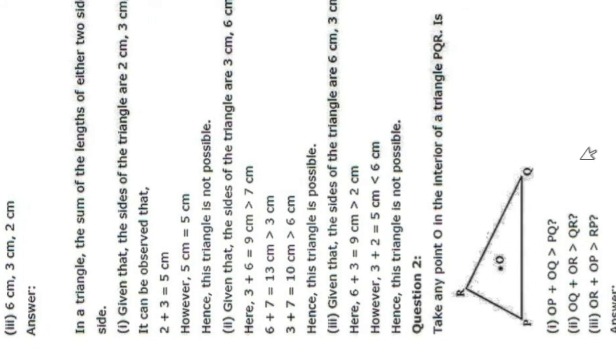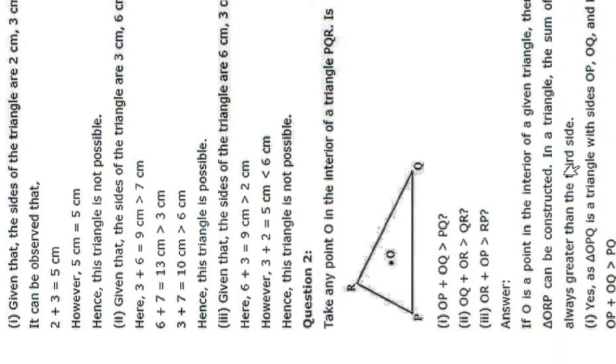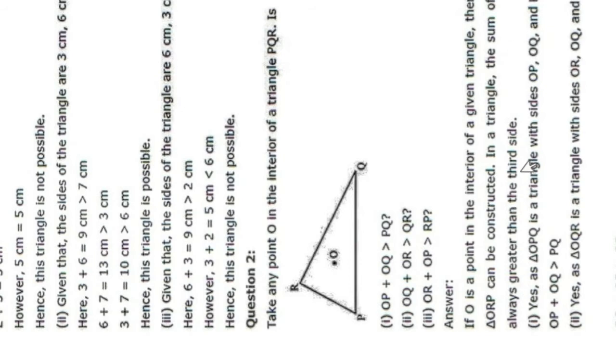If O is a point in the interior of the given triangle, then the three triangles OPQ, OQR and ORP can be constructed. As we have seen, we can construct the three triangles here. In a triangle, the sum of the lengths of any two sides is always greater than the third side, as we have studied. So, as OPQ is a triangle with sides OP, OQ and PQ, OP plus OQ will always be greater than PQ.